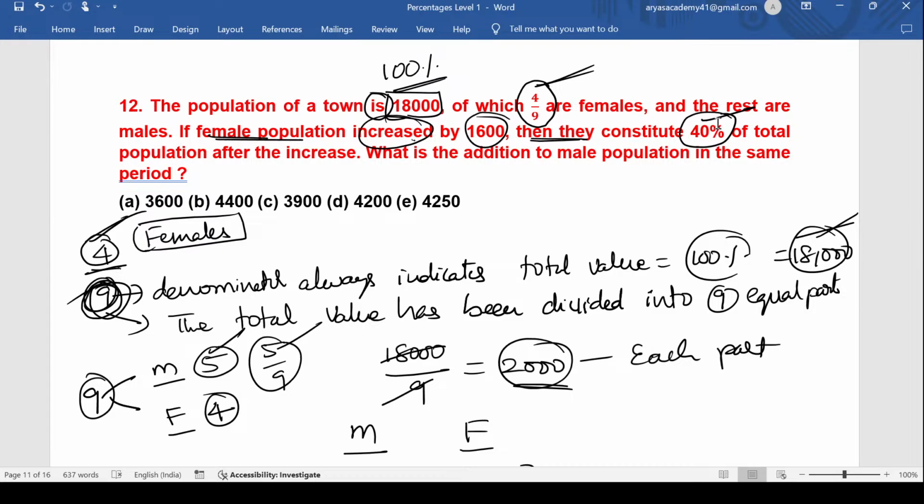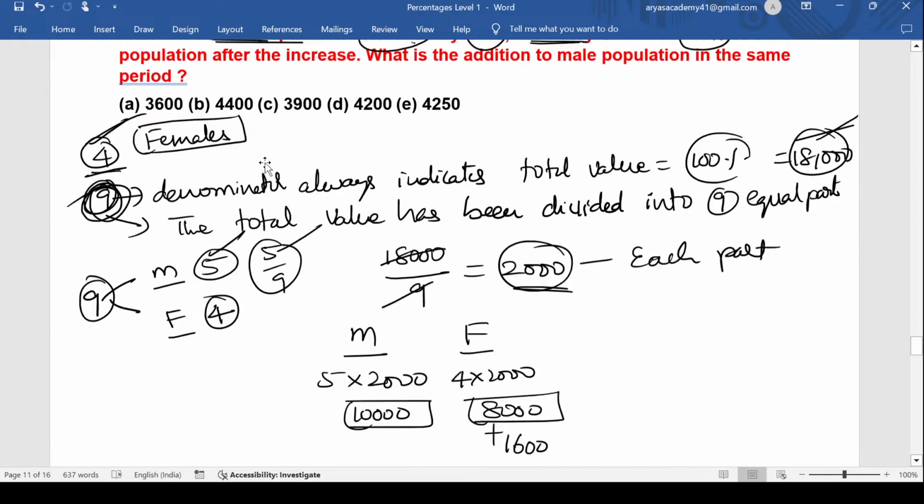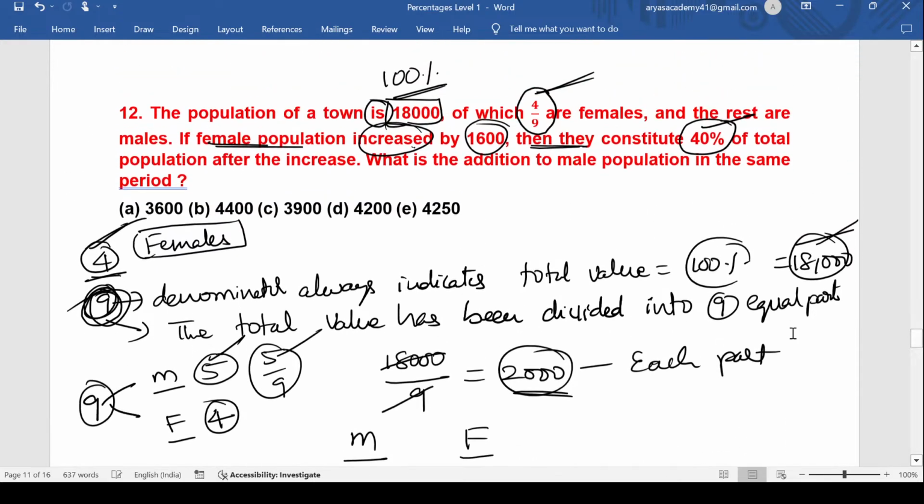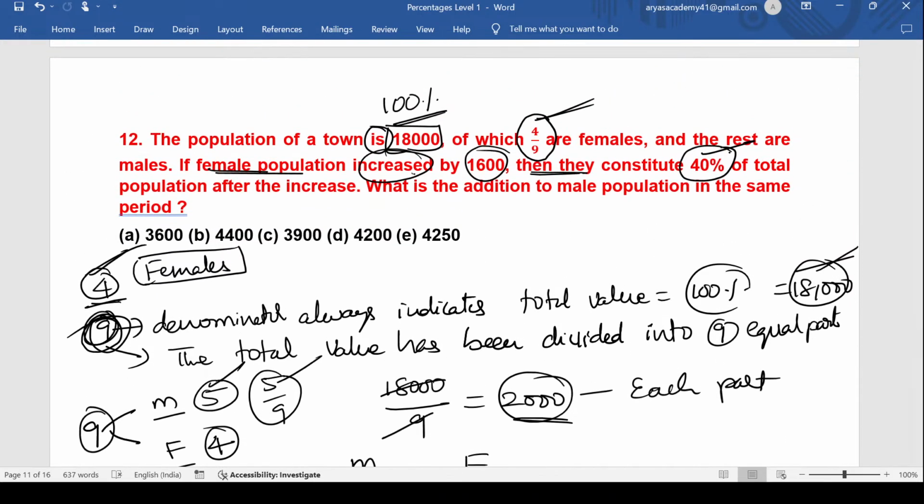So after 1600 is added to the total number of females. Originally females are how many? Only 8000. But later on it was increased by how much? 1600. Means we have added 1600 females to the original population. Now the female population alone became 9600. This is only female. And it has been very clearly stated: after increase, the female population constitutes how much percent of the total?